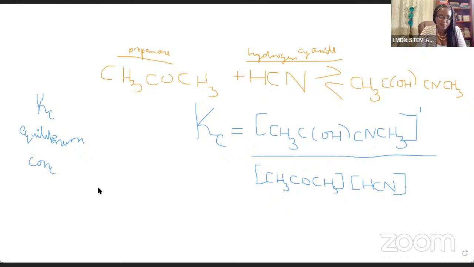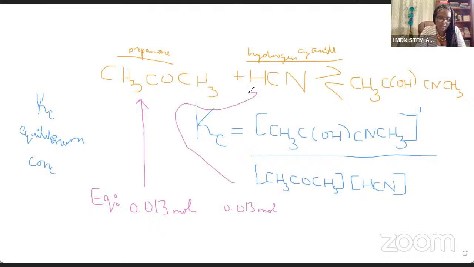So they're telling us at equilibrium, they're giving us the moles of stuff that we have. We have 0.013 moles of this, of propanone, right? And we have 0.013 moles of this as well, so hydrogen cyanide. That's at equilibrium. They're telling us our equilibrium moles. And the addition product is this. Of this at equilibrium, we had 0.011 mole, right? So this is moles. I'm just going to point to that and show you that that's moles.